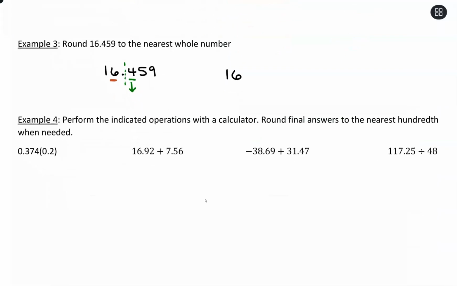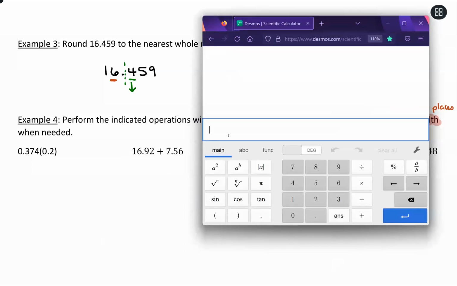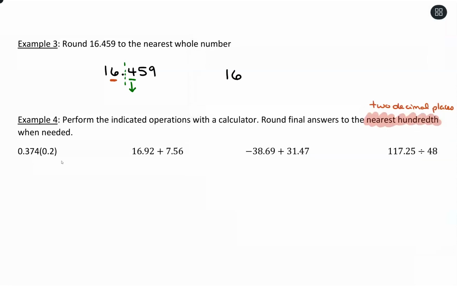Okay, in terms of operations, so multiplication, addition, subtraction, all sorts of things, we're going to be relying on our calculator. And then with these, let's go ahead and practice rounding to the nearest hundredth, which is the same as 2 decimal places. So if we need to, sometimes we might not. So let me get my calculator. So we have a 0.374, and then that's multiplying with 0.2. So that's a 0.0748.